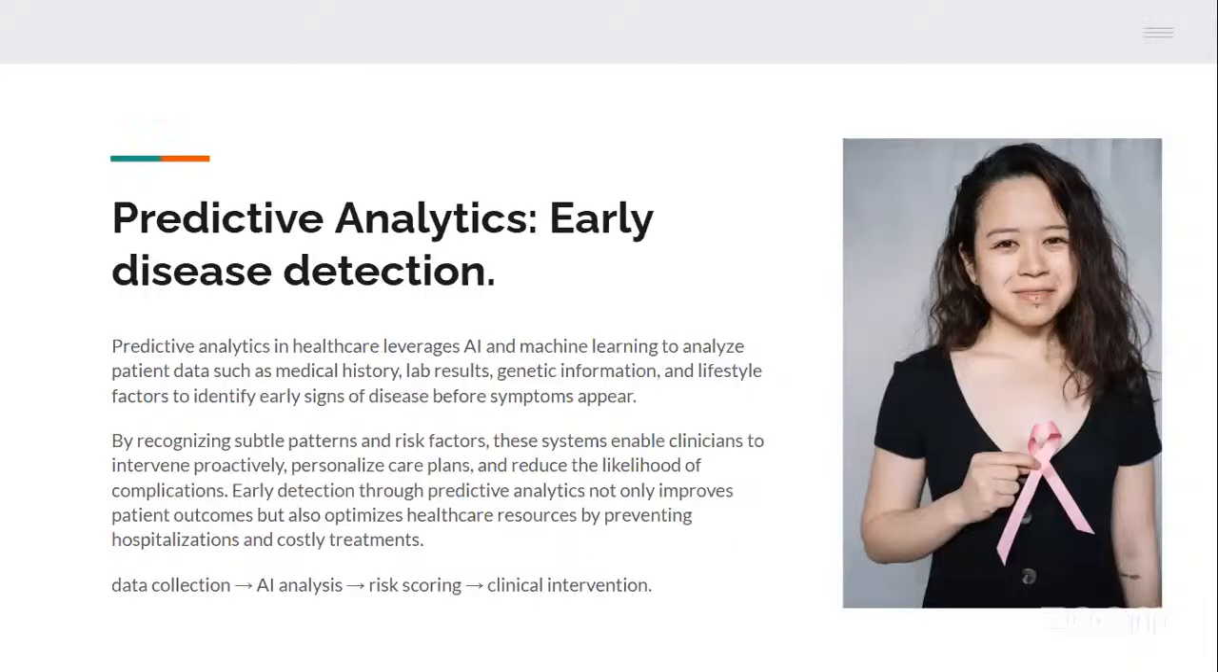So predictive analysis and early detection. AI recognizes patterns and risk factors in this. These systems enable doctors to intervene proactively with personalized care plans. So this likely reduces complications, and early detection helps to recover very fast and cure the particular disease. The architecture generally is like you collect the data, AI analyzes it and gives risks to it. Then based on the risk, the doctor will give the treatment. So next slide.